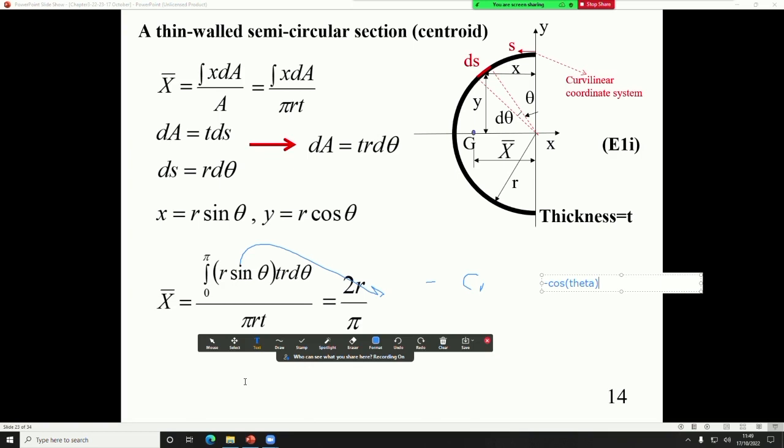Okay. So the answer to this question: the integral of sine of theta is cosine of theta multiplied by -1. The upper limit is pi, so minus cosine of theta gives us 1, and then 1 plus 1 becomes 2, so you end up with 2 here.